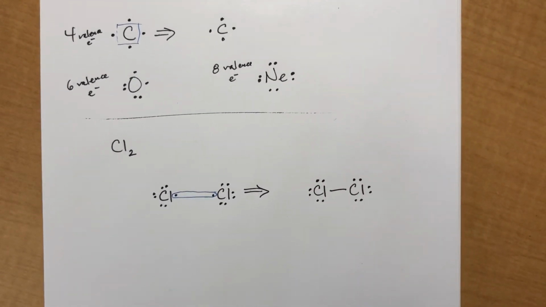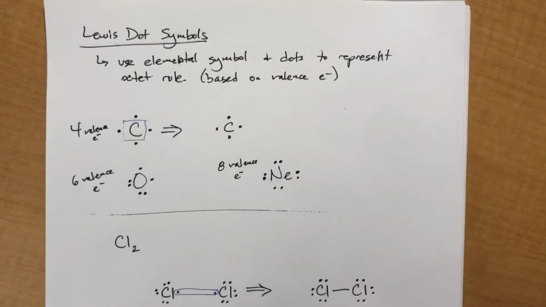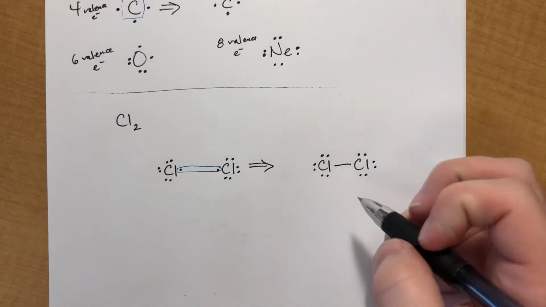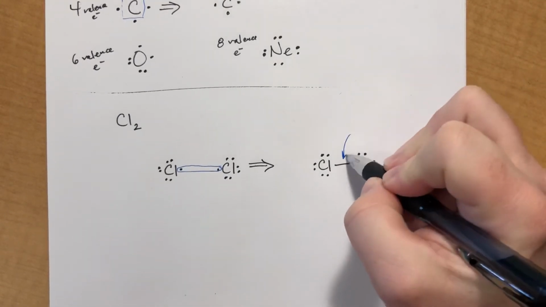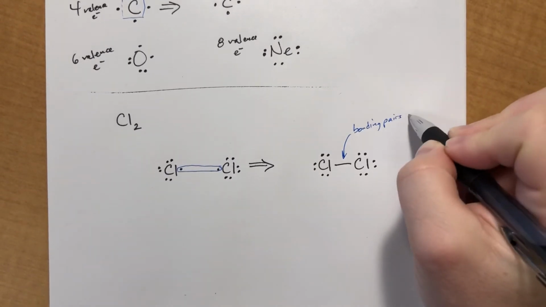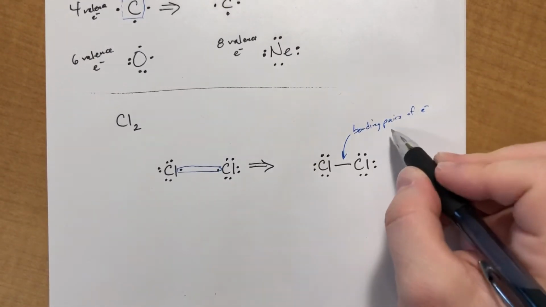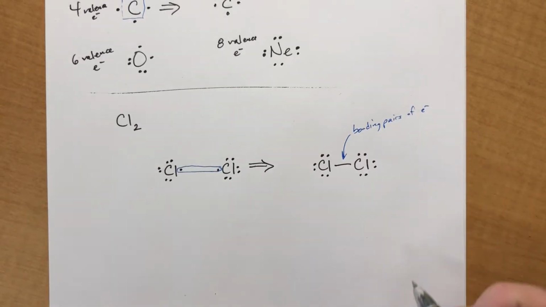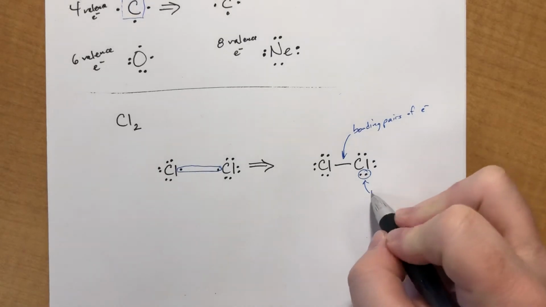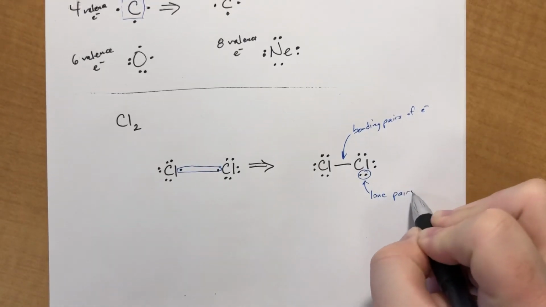When you're doing Lewis structures, I guess it's Lewis dot symbols, but when we do Lewis structures, the dots are important. They do represent pairs of electrons. The lines that we use represent bonding pairs of electrons. Each line represents 2 electrons, which is why they're pairs. These are non-bonding pairs, usually called lone pairs.